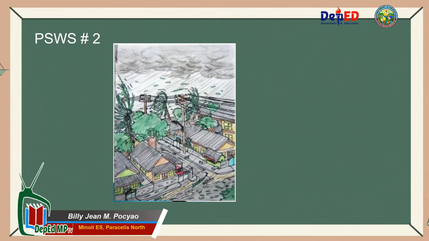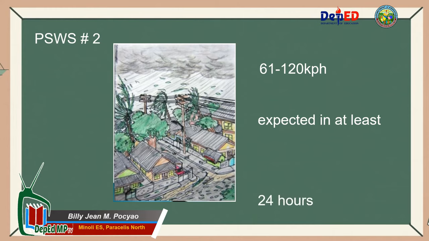Public storm warning signal number 2 has the following environmental condition. A tropical cyclone will affect the locality. Winds moving at a speed of 61 to 120 km per hour may be expected in at least 24 hours. The impact of the wind: some coconut trees may be tilted or broken.